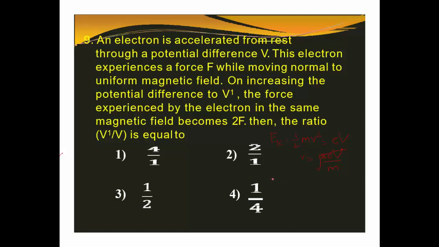Now the force experienced by the charged particle is QvB, where sin theta is 90 degrees. So we can write F equals evB. Now we will substitute v, the velocity. What is the formula for v? v equals root of 2eV by m, where this small v is velocity and this big V is potential difference, divided by m into B.